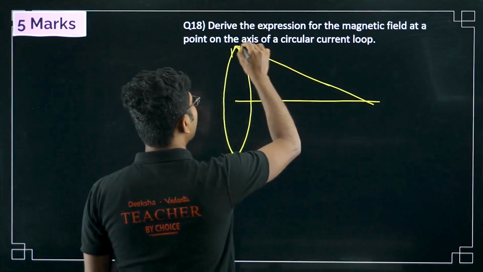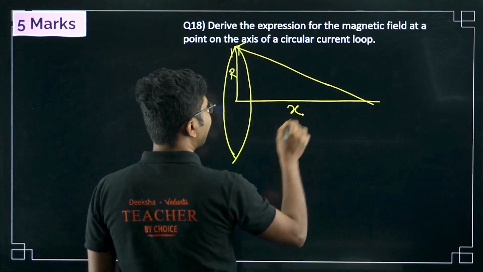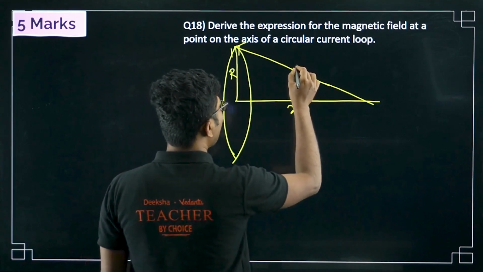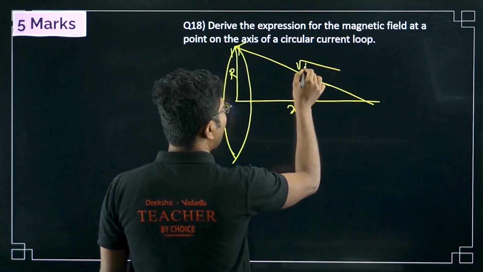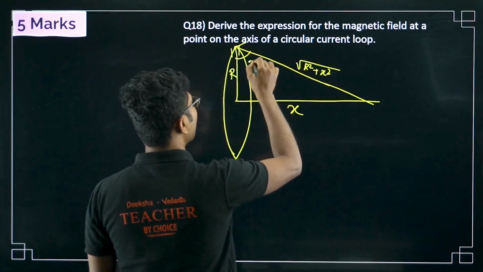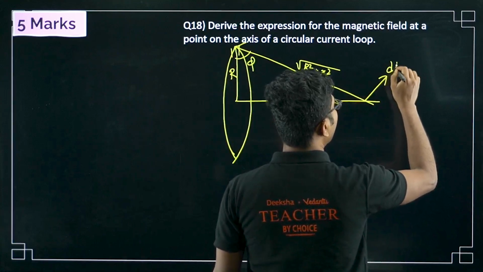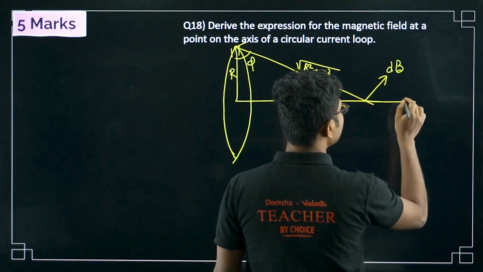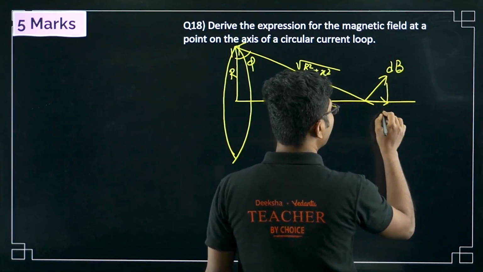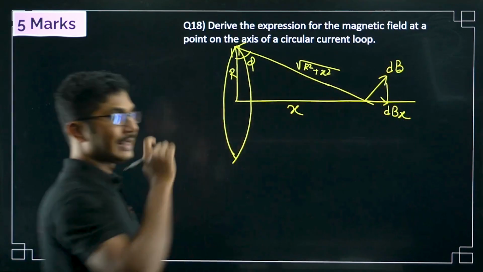So now you have to remember that the radius is R, this distance is x, so from Pythagoras theorem this will be square root of R square plus x square. What else? This angle you have to remember is phi. The magnetic field at this point will be dB, and because of this we will only take the x component, that is dBx. Y components will be cancelled.